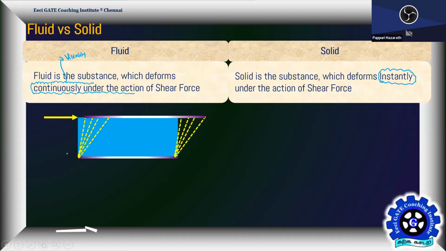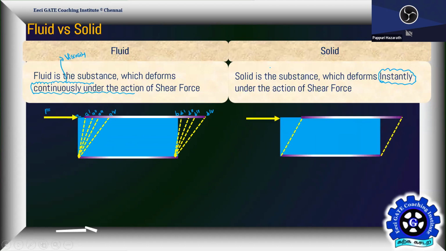Okay, so here see this. I am applying a force F here. It is deforming: this is A, this is B, A dash, A double dash, A triple dash. B dash, B double dash, B triple dash, like this. Clear now? So this is called continuous deformation. You will be seeing this kind of continuous deformation in fluid. In solid, instant deformation. See here, when you apply shear force, this is fluid and this is solid.